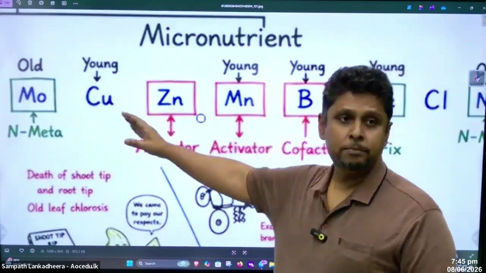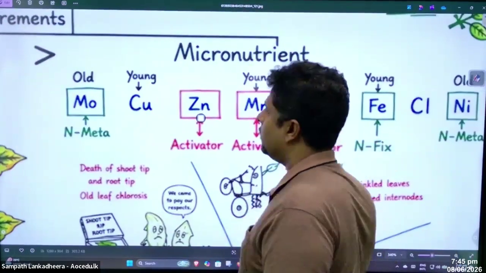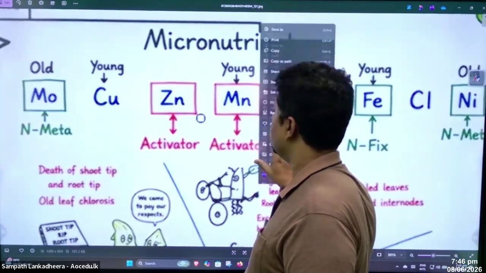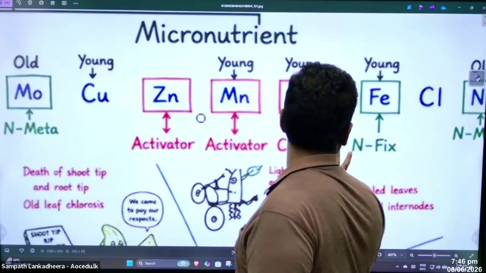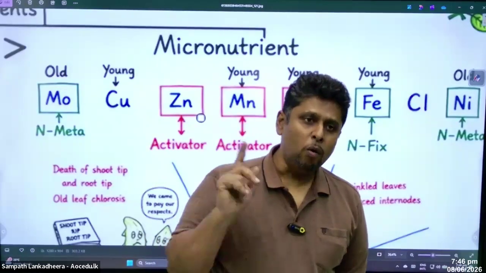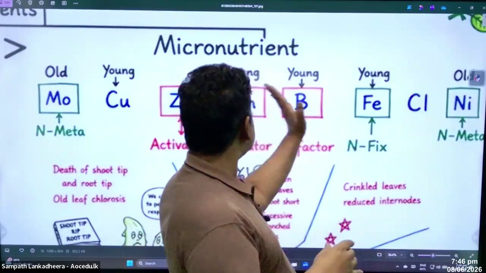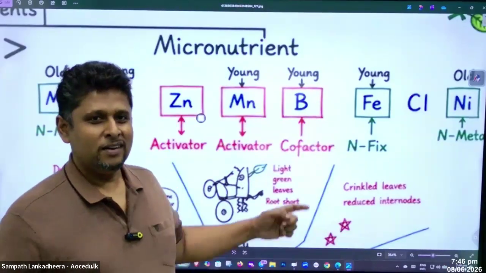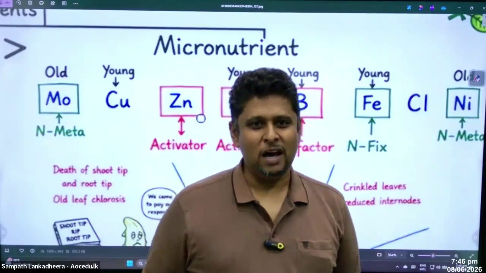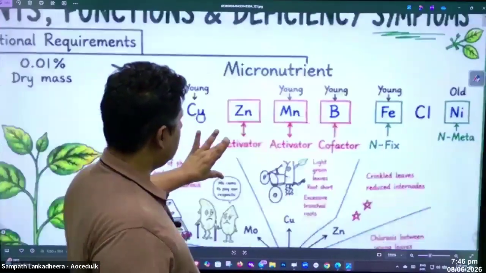So here we have molybdenum and nickel. Molybdenum and nickel, we have the problem. What is that molybdenum-nickel problem? In both molybdenum and nickel, we can see that the deficiency appears in old parts, because micronutrient deficiencies appear in young parts. The rest of the ones are young. Molybdenum and nickel, old. That is the problem. Right?